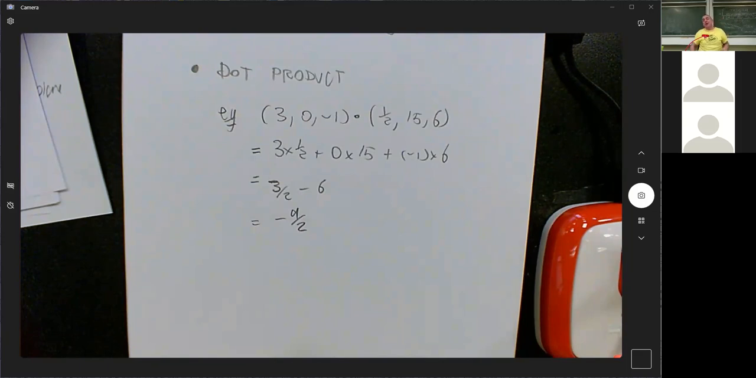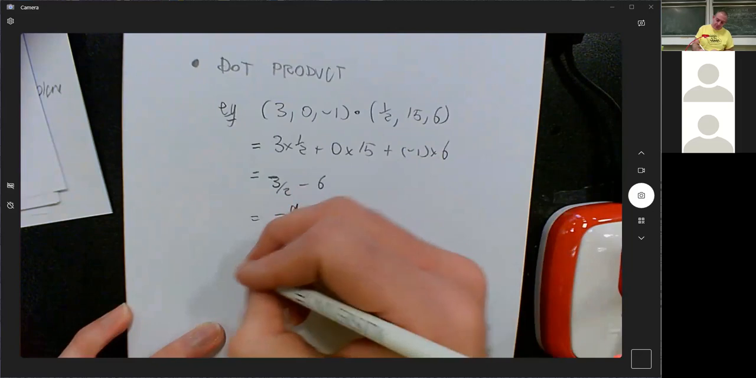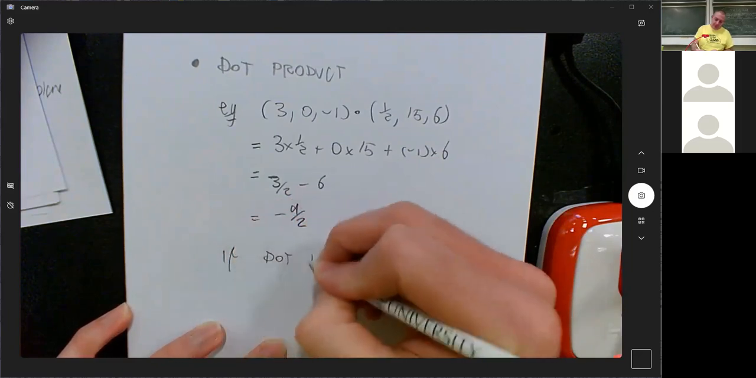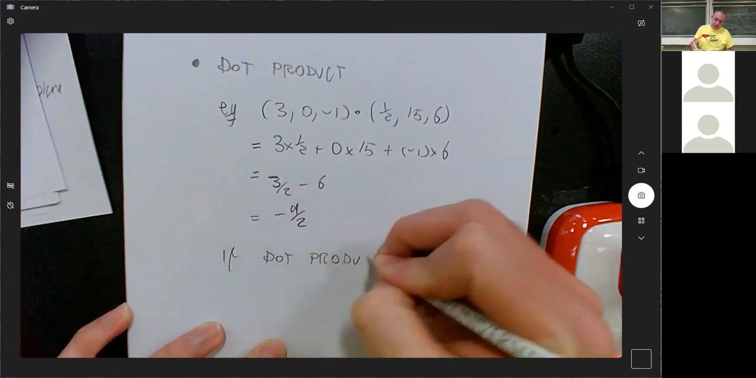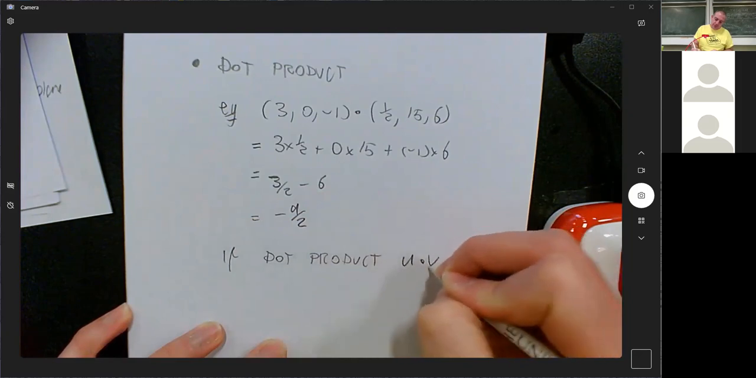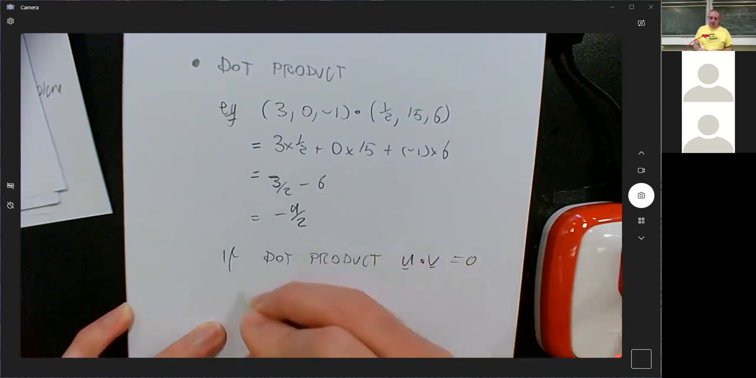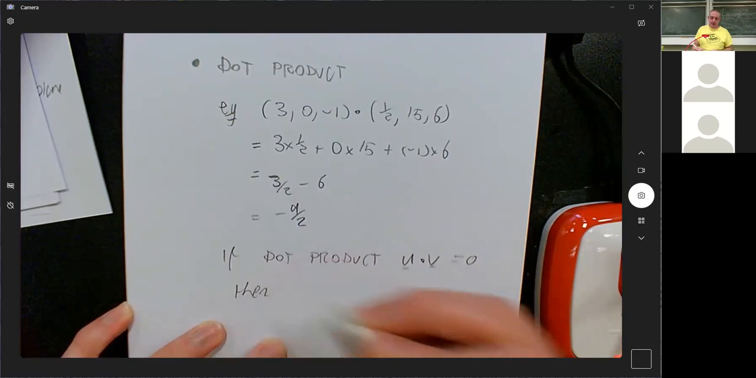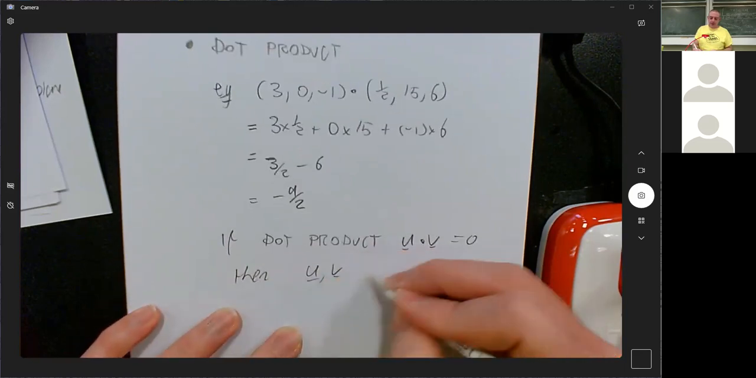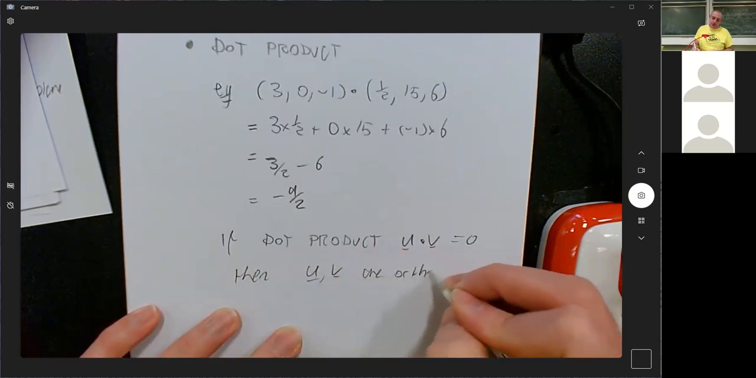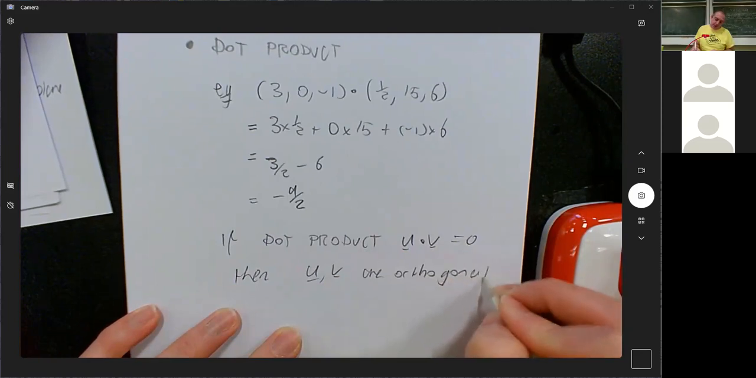And the thing that the dot product does tell you is if the answer comes out to be 0, then the two vectors are perpendicular. Or the official word is orthogonal. Did I use that in this course? That's a great word. If dot product u dot v is 0, then u and v are orthogonal.